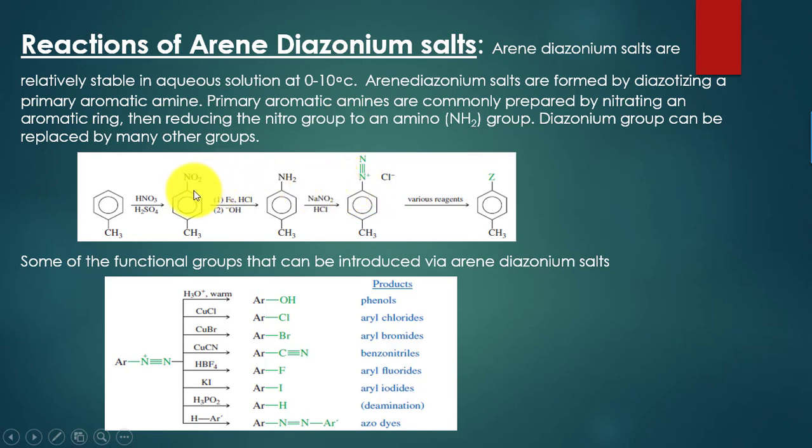Arene diazonium salts are formed by diazotizing a primary aromatic amine, and this diazotization is done in the presence of sodium nitrite and HCl. Now we say that this diazonium group can be replaced with many other groups, and these arene diazonium salts are used in the synthesis of many other aromatic compounds. Here some examples are shown which will be discussed later one by one.